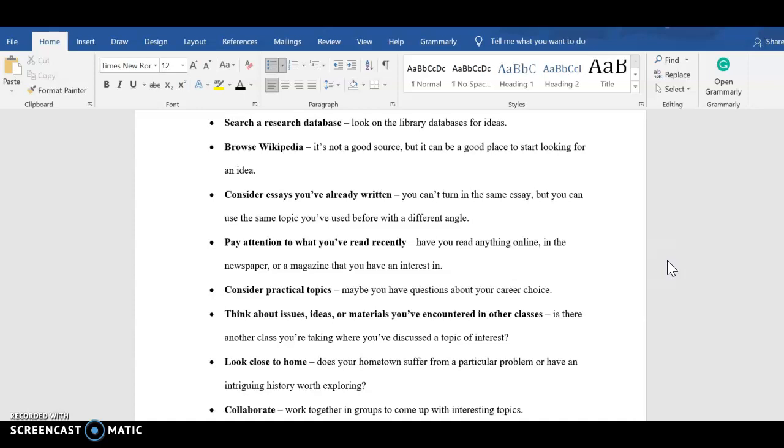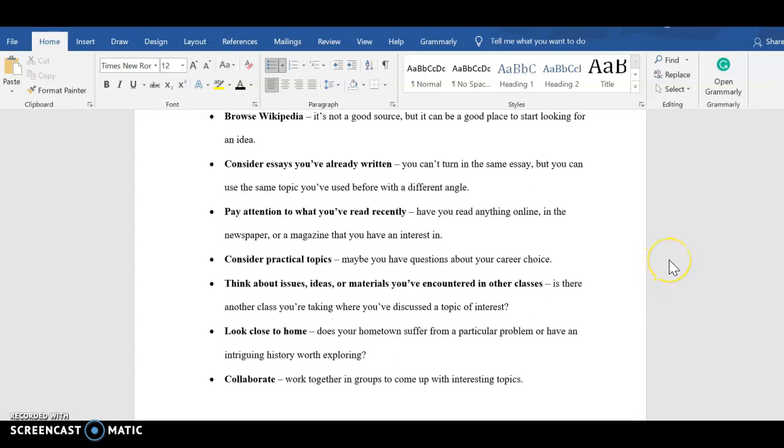Look close to home. Does your hometown suffer from a particular problem or have an intriguing history worth exploring? Collaborate so you can work together in groups or just with one other person, coming up with interesting topic ideas.